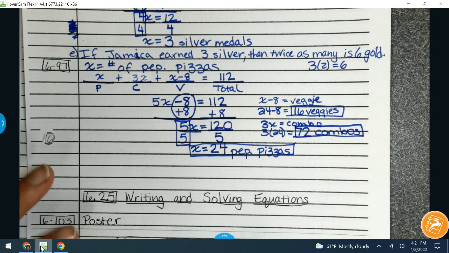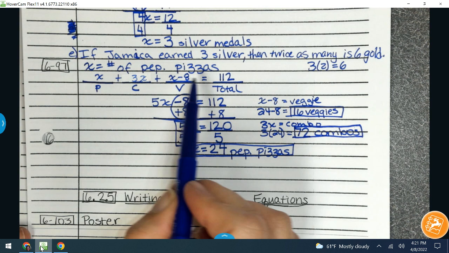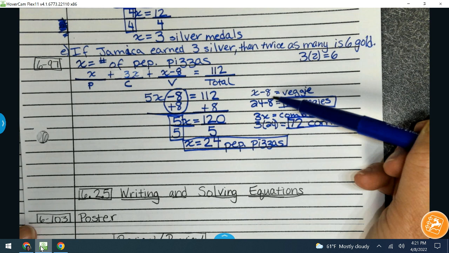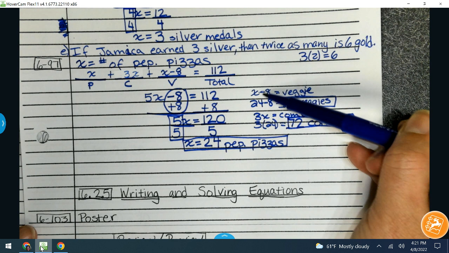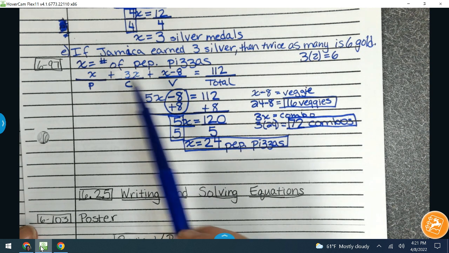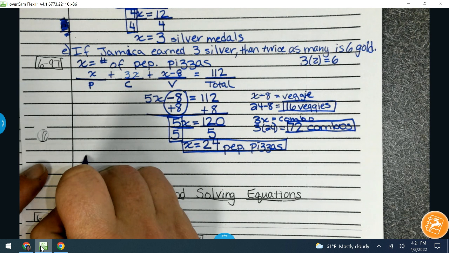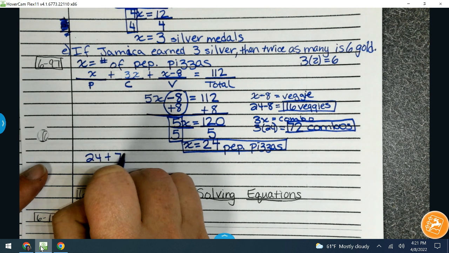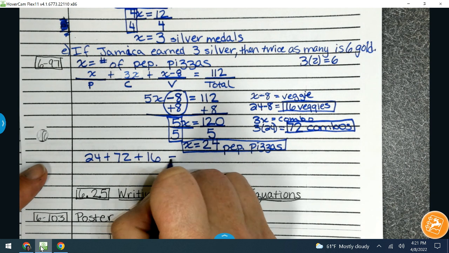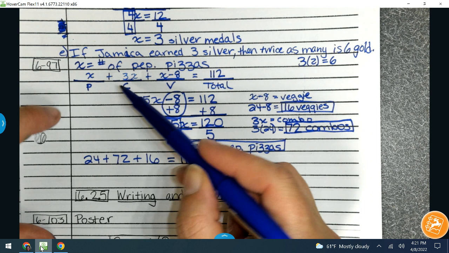Now, if I wanted to hold true to what we should do, we should take the 24 right here and put it in here and solve. I don't want to do all that work because we've already done quite a bit of that work, because this matches this part and this matches that part. What I really need to do is see if 24 plus 72 plus 16 equals 112, right? Because that's what all of these numbers were.